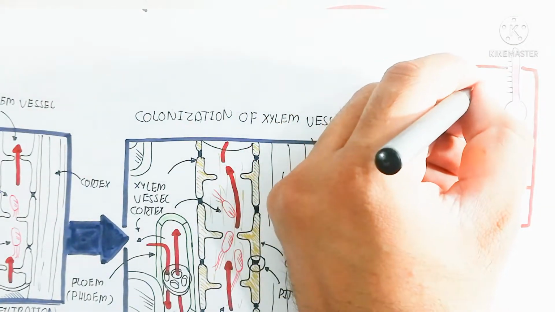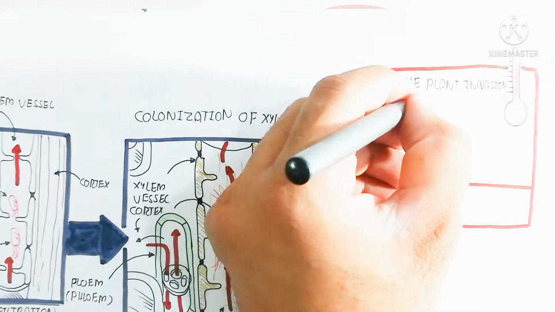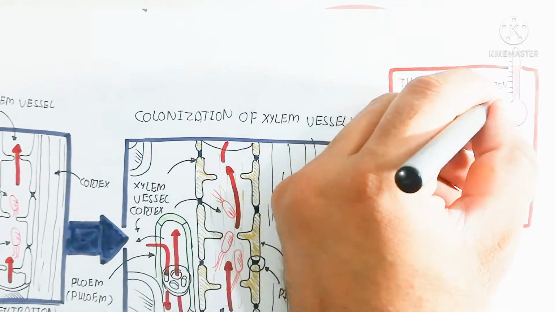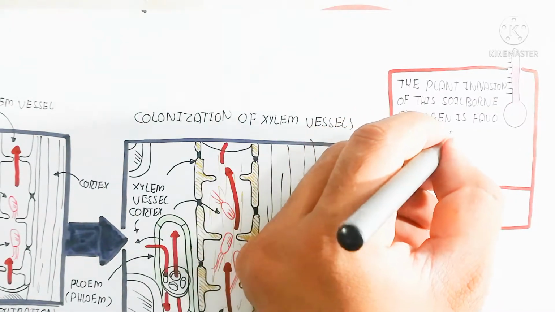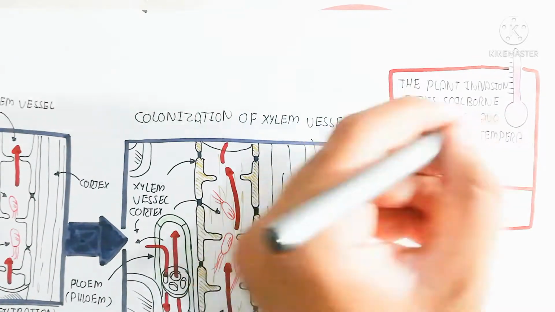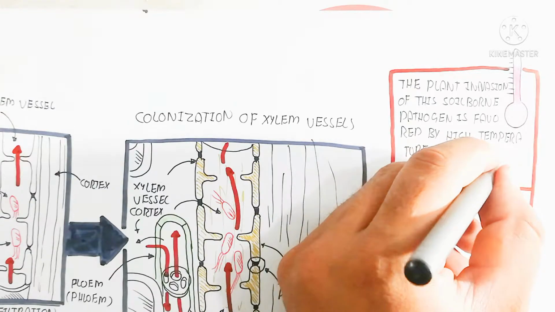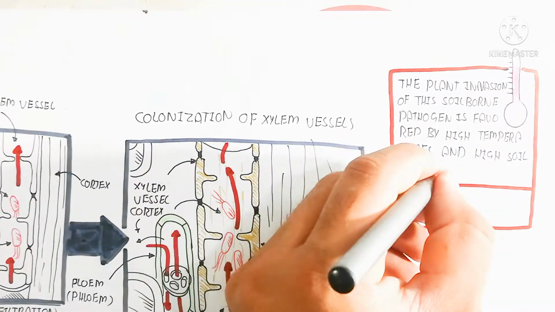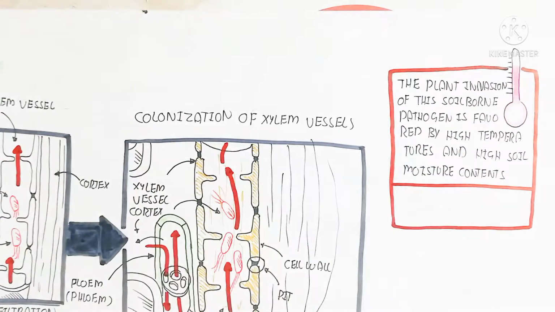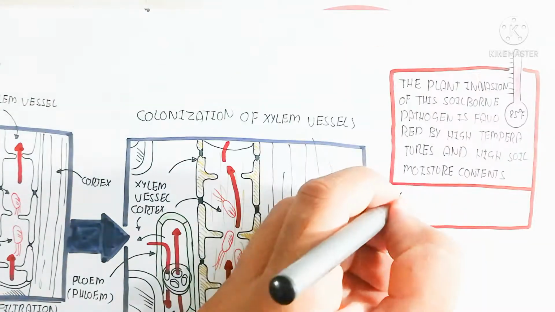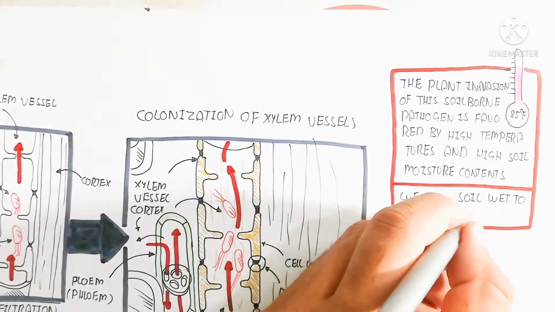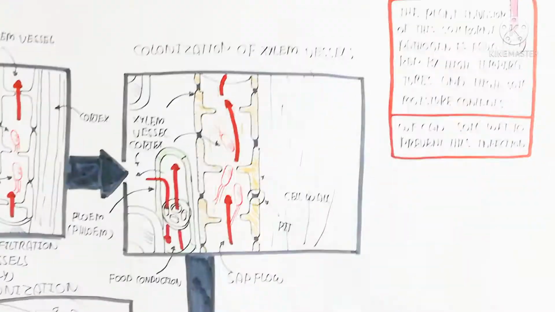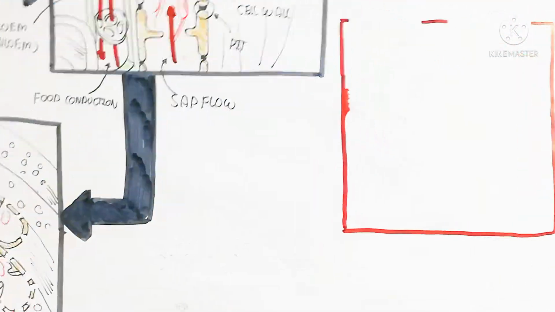The plant invasion of this soil-borne pathogen is favored by high temperature and high soil moisture content, so we can keep the soil dry to prevent this infection. But on the other hand, what is the best example of an infected plant? So in this way, let's begin to understand the potato and tomato.